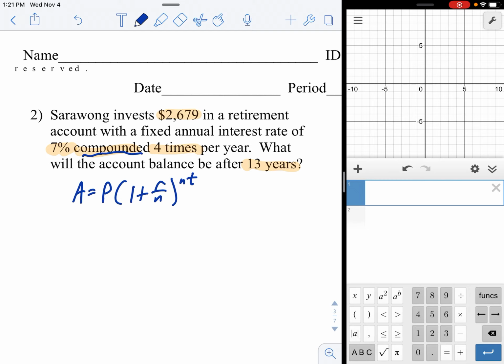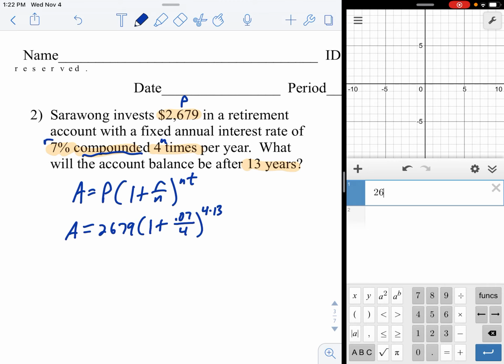So plug in the numbers. Principal is the starting amount. 1 plus r over n, that's 1 plus the r is 7%, so that's 0.07. The n is 4 times a year, so put a 4 down there, to the 4 times 13 power, and then that all equals A. So this is pretty much a straightforward problem. We just need to plug this into the calculator and work out the answer.